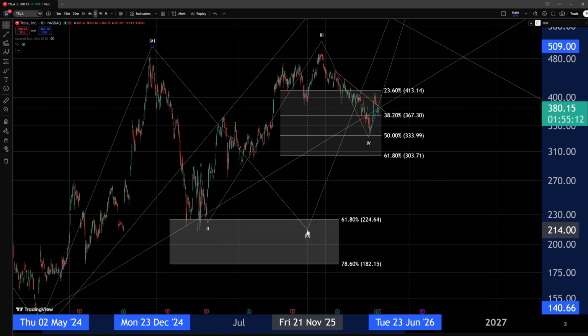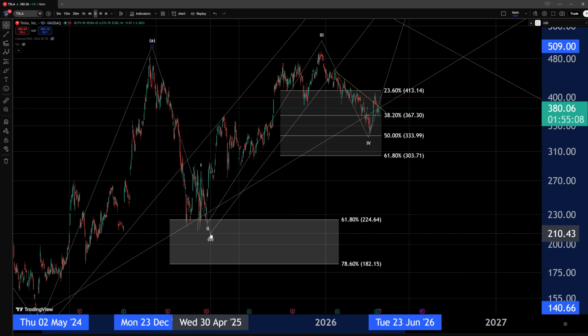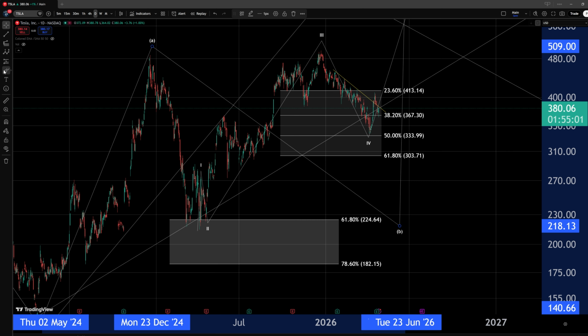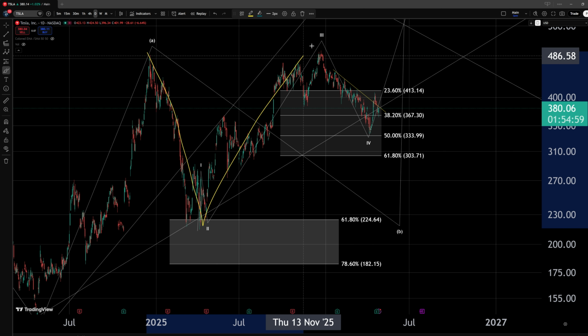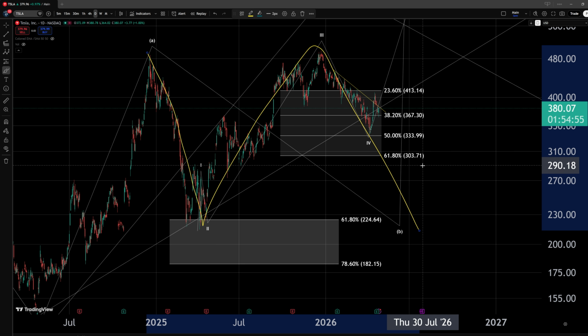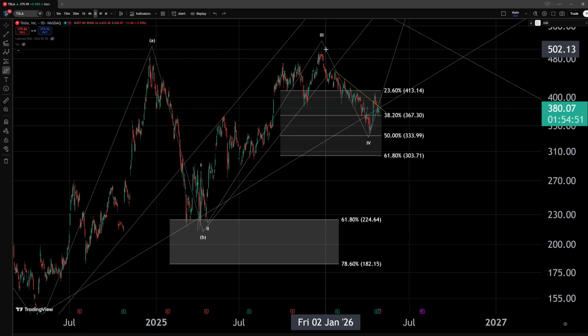This wave B might still be ongoing in that case, and we could expect even a push to new lows in an expanded flat correction within this as wave B. Yeah, something like a larger A, B, C pattern could be taking place if we break below $303.7. Then, in this structure, so far we are holding the support levels.